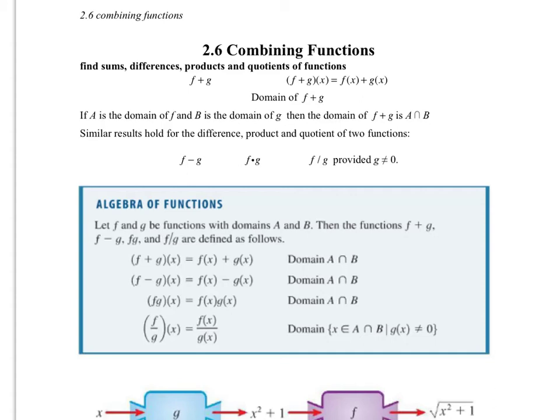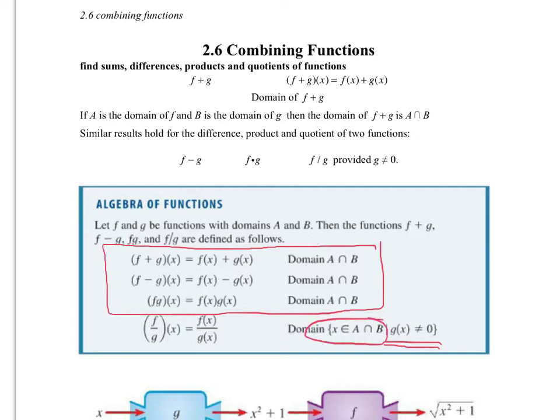So the biggest takeaway in this first part of this section is knowing how to find the domain of the sum, difference, product, and quotient. For the sum, difference, and product, the domain of the function is the intersection of the domains of the two original functions. For the quotient, you have the added restriction that the denominator function has to have all the x values removed that make it equal to 0. So it's still the intersection of the two original domains, with the added provision that g of x, the denominator function, cannot equal 0.